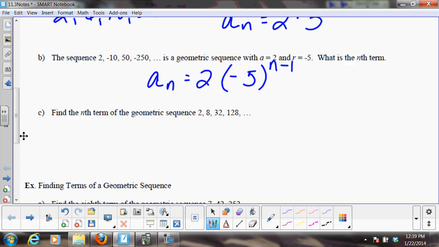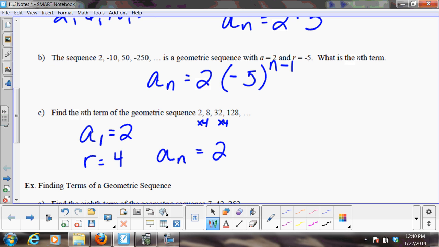For this next one, what do you do to 2 to get to 8? Well, you times by 4. What do you do to 8 to get to 32? Times by 4. Make sure you check them in your sequence to make sure it truly is geometric. So our first term is 2. Our r is 4. So our formula is 2 times 4 to the n minus 1.